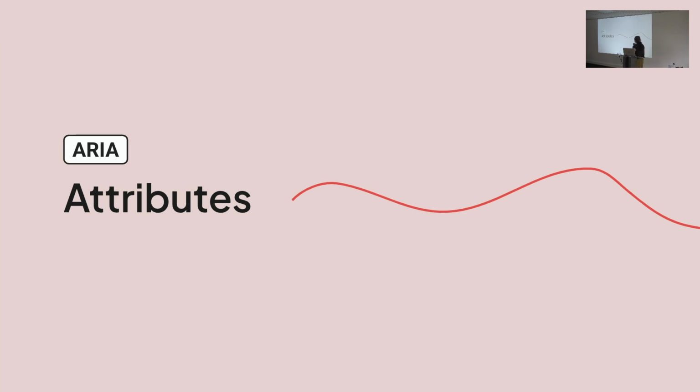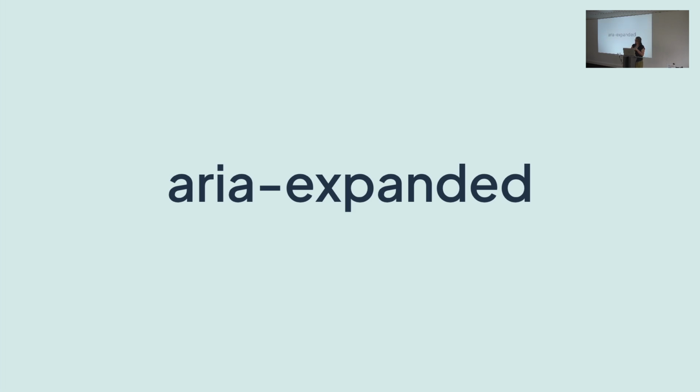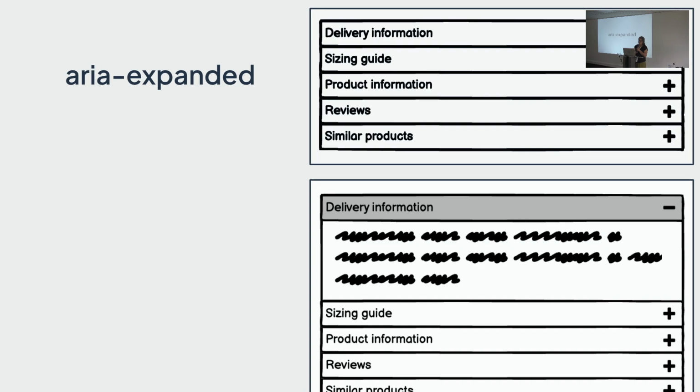They allow us to add attributes to HTML elements that will give information about the state and the property of the thing. There's loads of them again. They come in all sorts of flavors. You do have to read the spec to understand them. I'm just going to look at a couple which are fun. So ARIA expanded. Start easy.